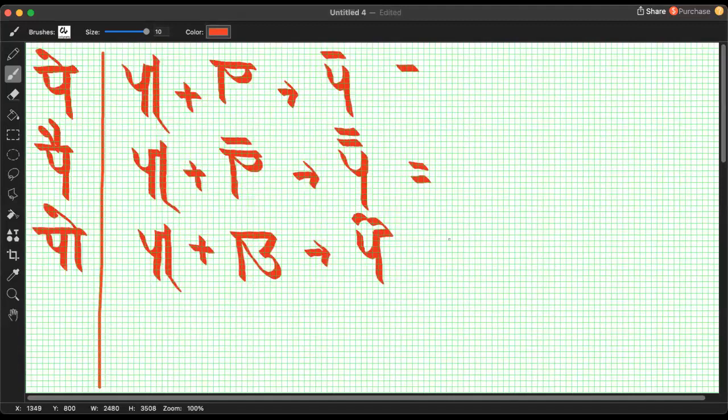So the matra for this will be this. You don't keep this too much. It is very slightly noticeable but not so visible. You can just keep a small line here. Okay.